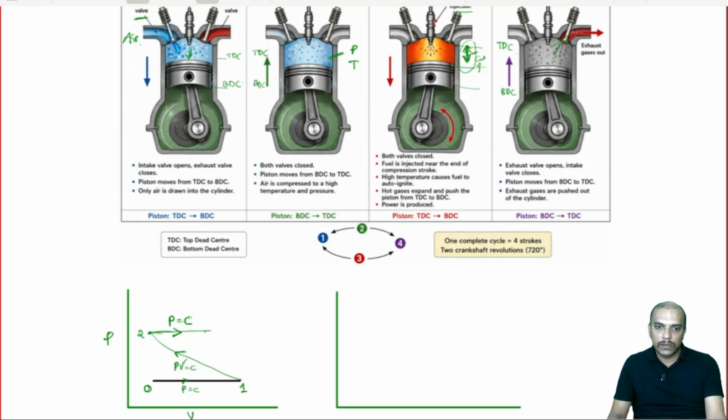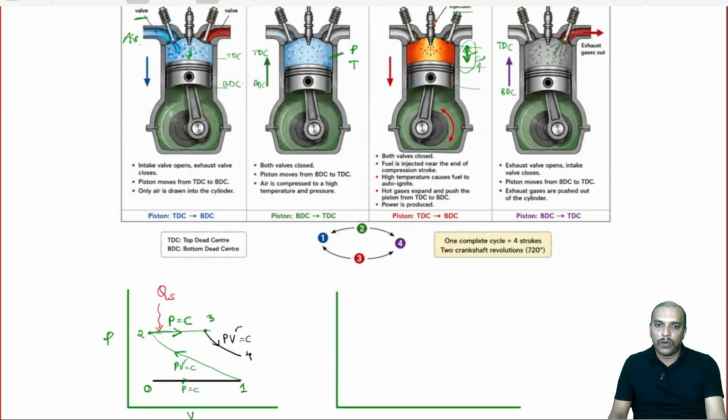So, this volume is very important. 2 to 3 is the volume over which we keep on supplying the heat, or the fuel. So, this is constant pressure heat addition. Now, 3 to 4 is an expansion, and the remaining stroke will be modeled similar to that, that is, PV^gamma equal to constant.